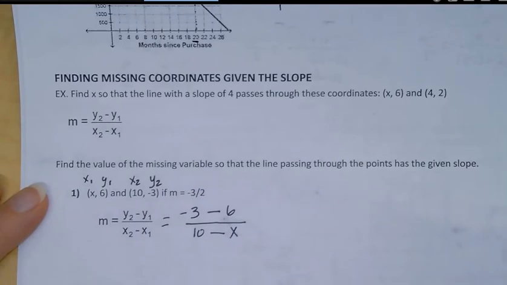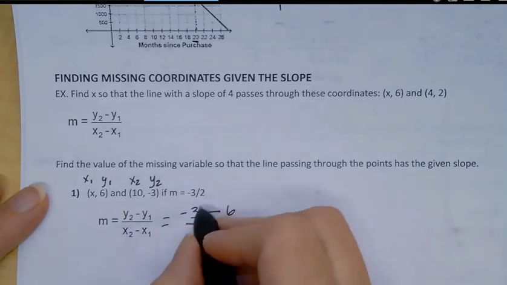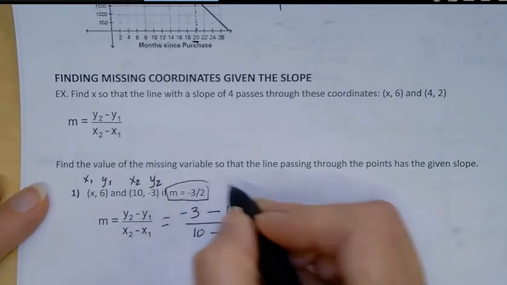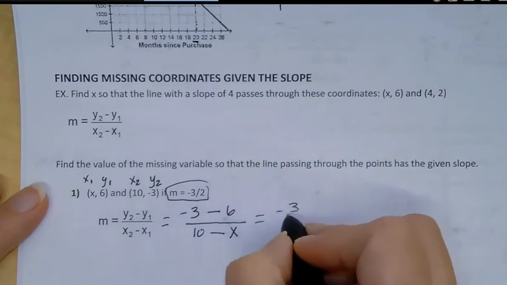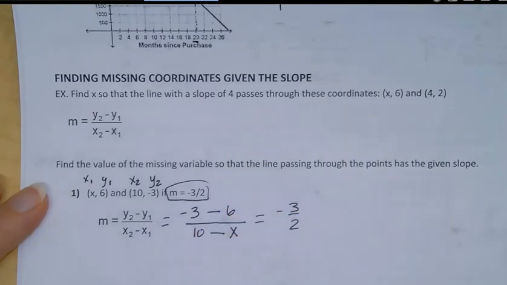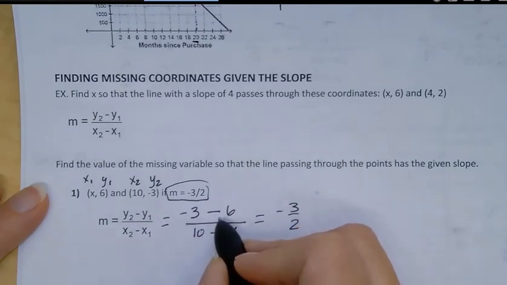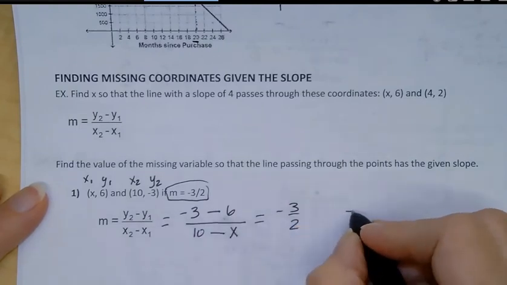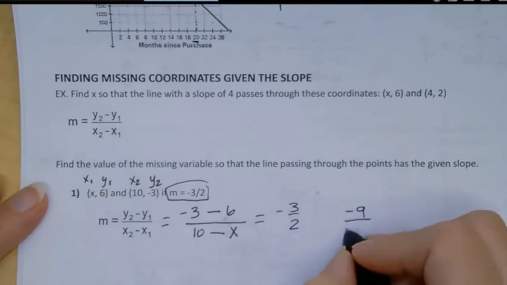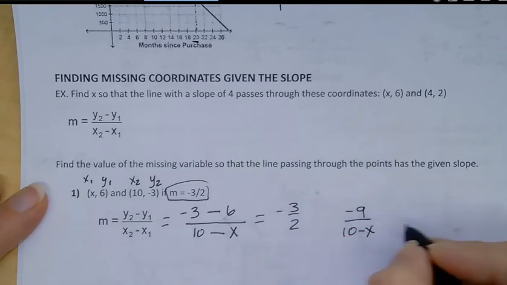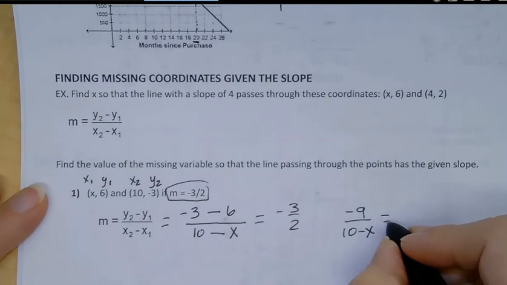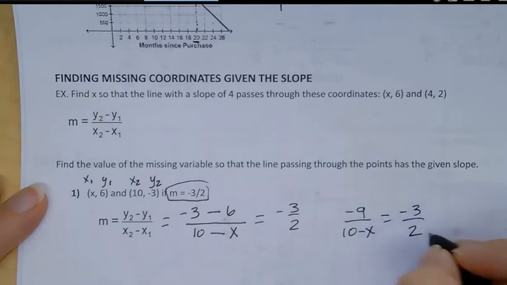So it's a variable, right? But I know that the whole slope is negative 3 halves. I know that because I was told the slope equals negative 3 halves. So now I'm going to just do some math. Negative 3 minus 6 is negative 9. 10 minus x I can't solve. Okay, so I have negative 9 over 10 minus x equals negative 3 over 2.